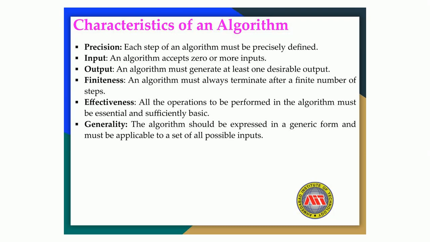One more property is speed. Algorithms are written using some specific ideas, which is popularly known as the logic of the algorithm. But such an algorithm should be efficient and should produce the output with fast speed. And last is generality. The algorithm should be expressed in a generic form and must be applicable to the set of all possible inputs. That's all about the characteristics of an algorithm.